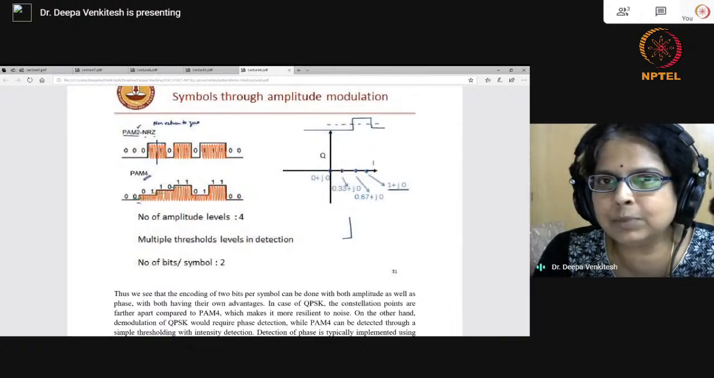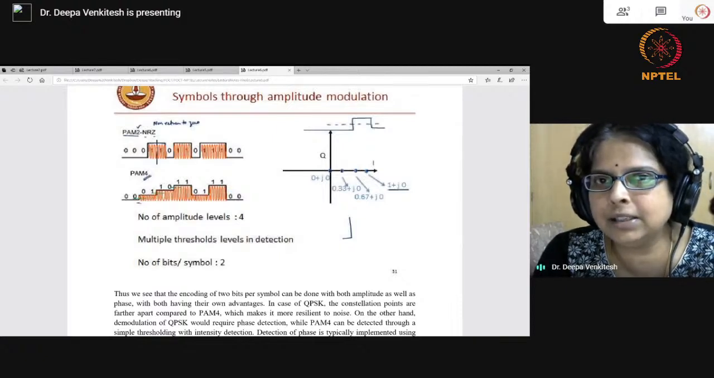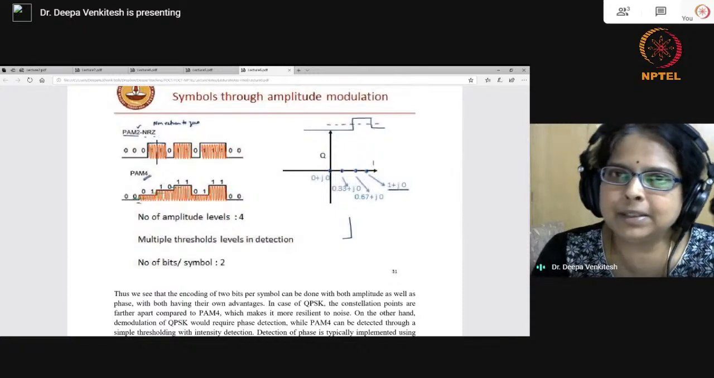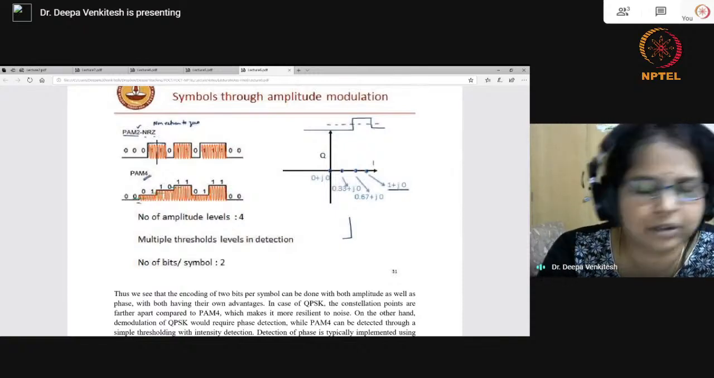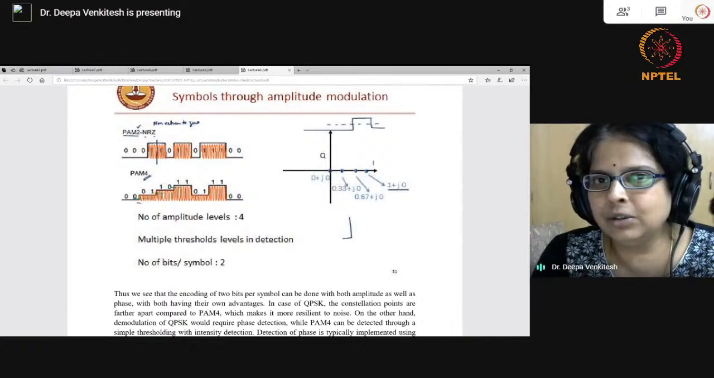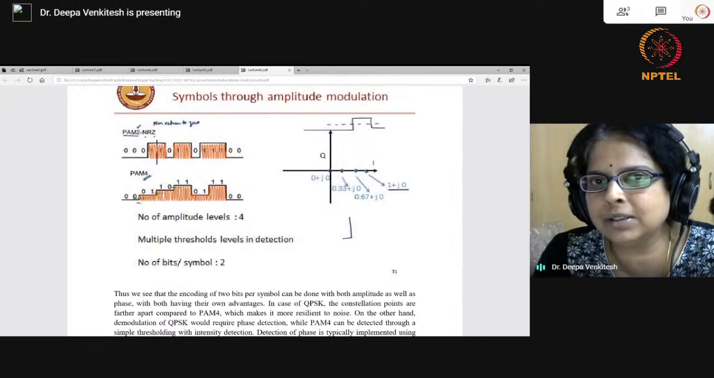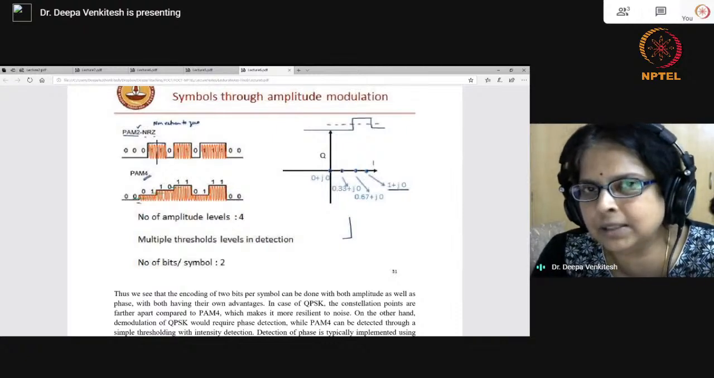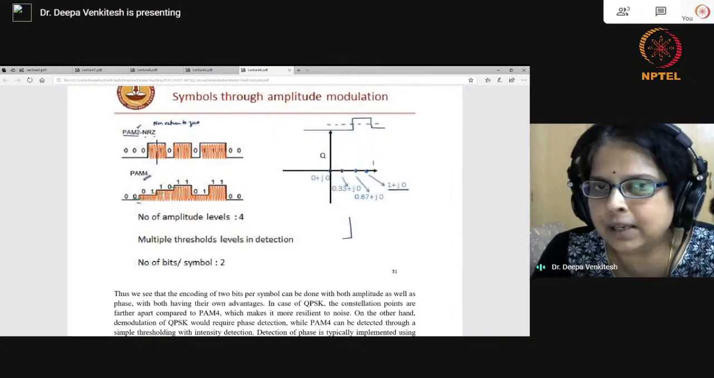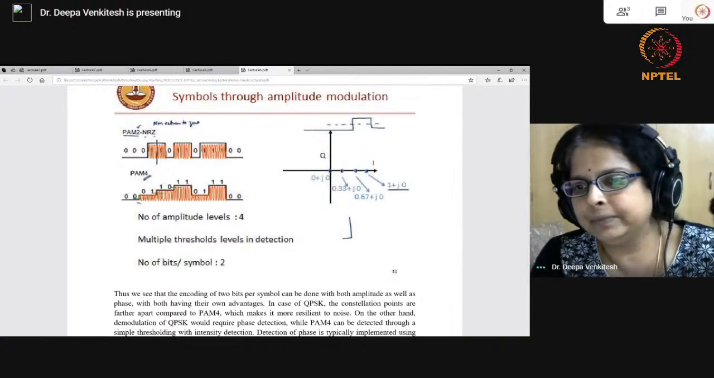A design that was perfect today, tomorrow, if you increase the data rate from 100 gigabits per second to 1 terabit per second, is not going to work. So this is like any other design. You first have to ask yourself these kinds of questions before you can come up with the solution.